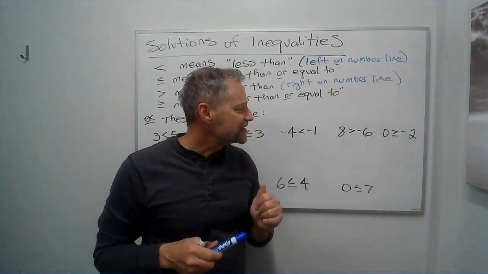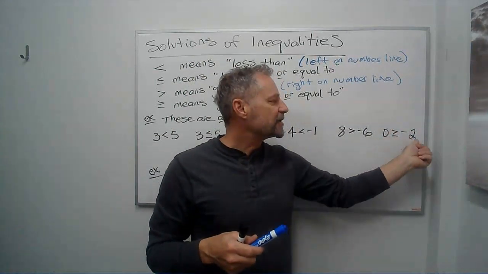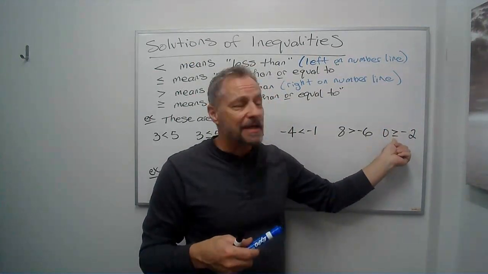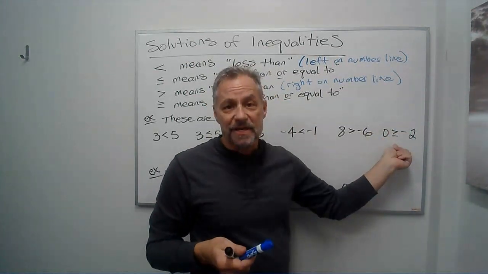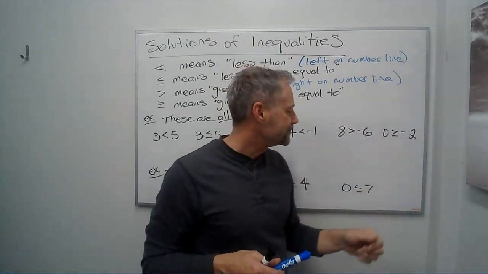Positive 8 is to the right of -6. And then another one that's true, 0 is greater than or equal to -2. So it's either to the right of -2 or it's the same place as -2. We know it's greater than -2. So again, it's true even though you have this or equal.